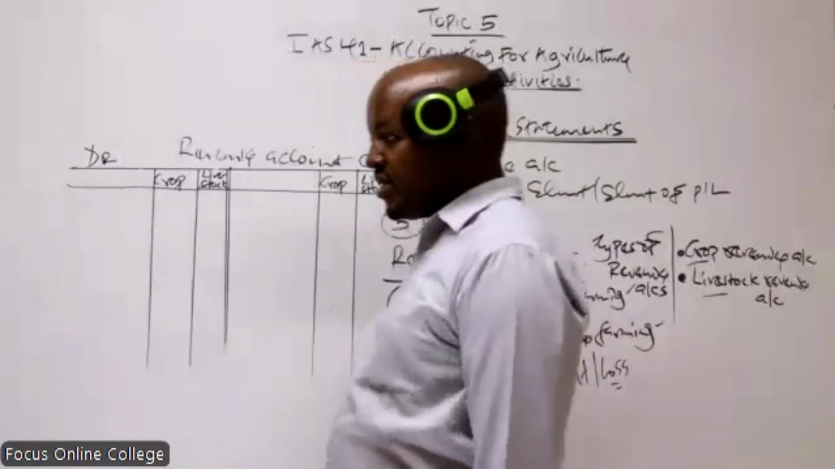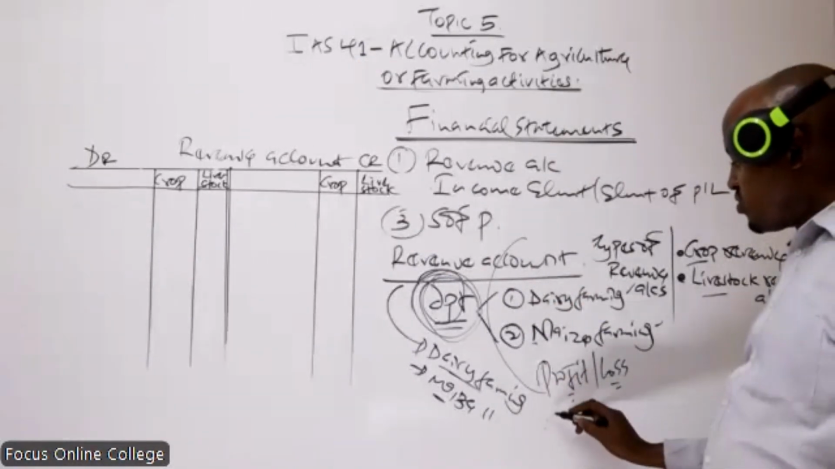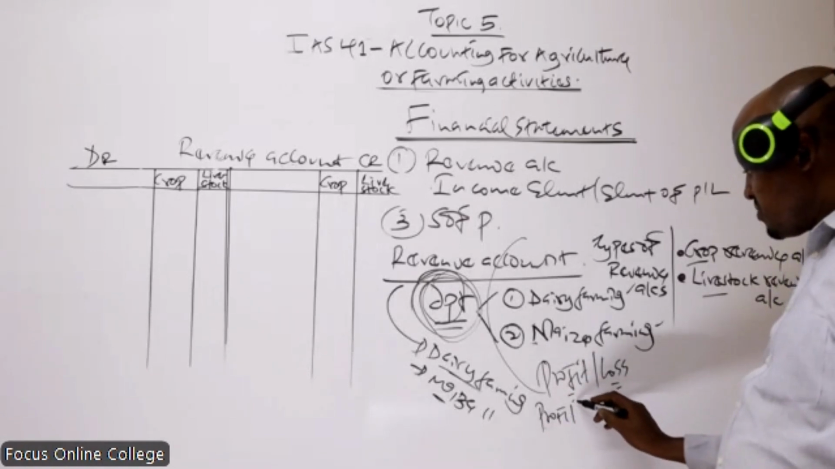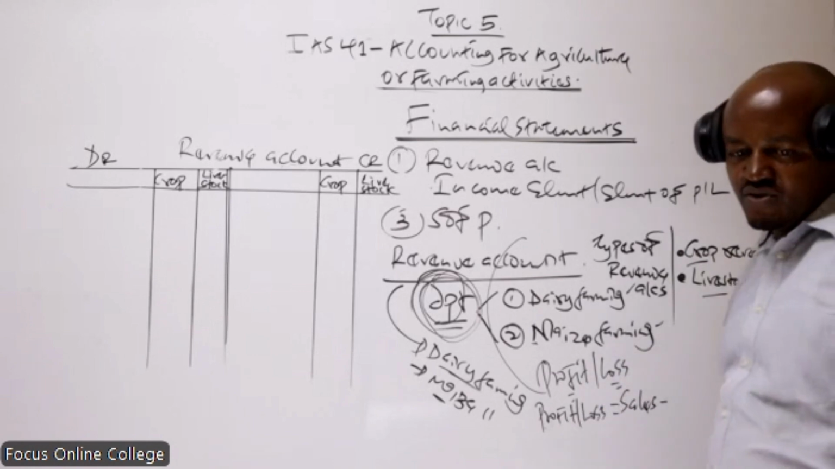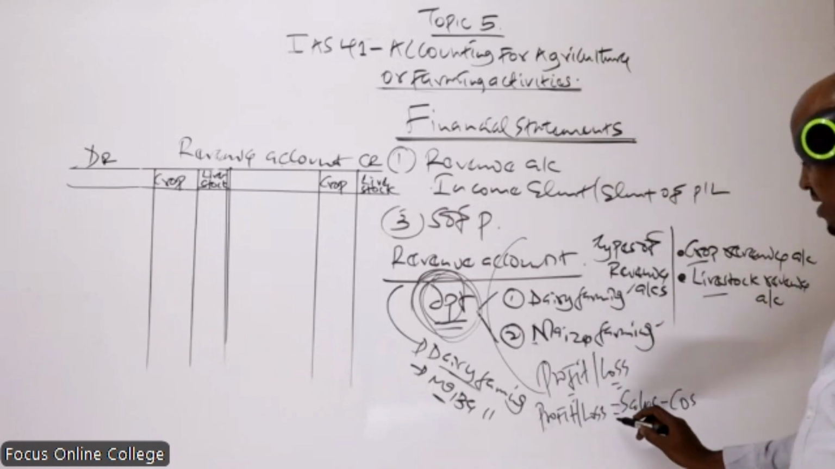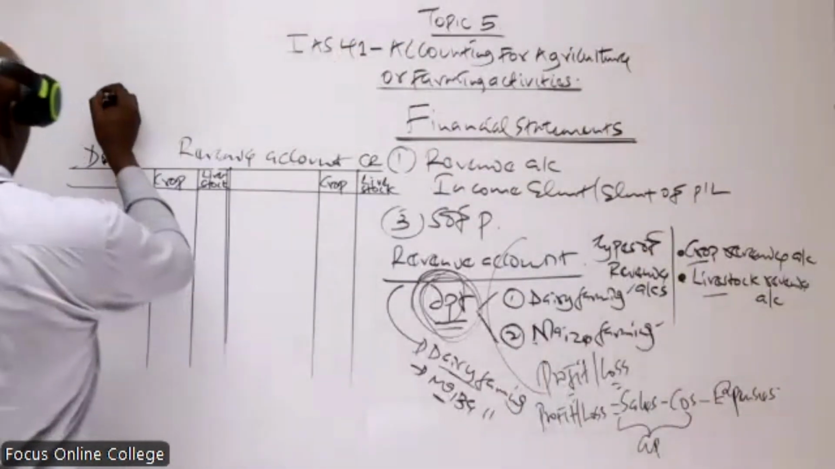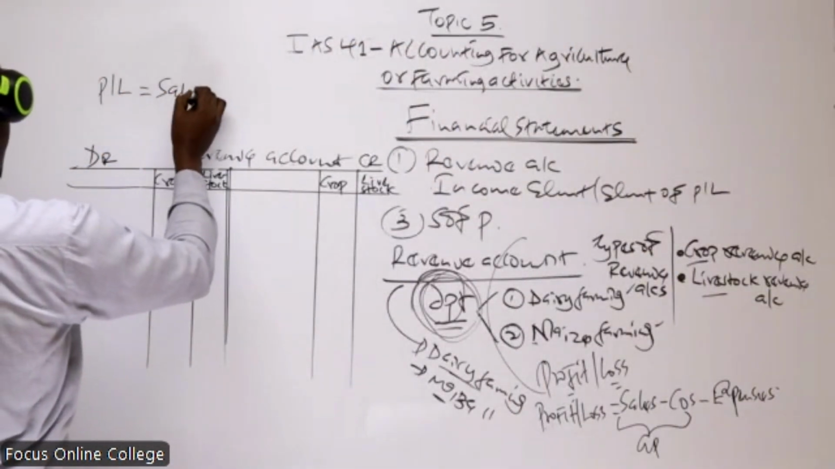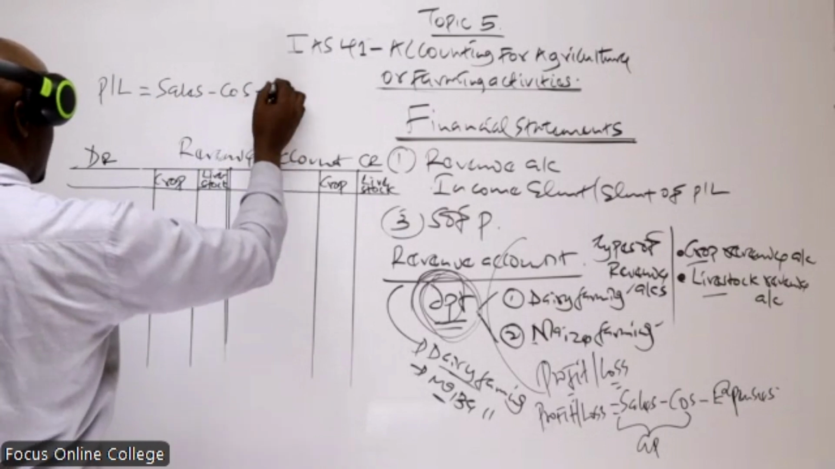Generally, we know that to compute the profit or loss, when preparing the income statement, we take the sales. This is something you know from financial accounting. We take the sales, we minus the cost of sales. This will give us something known as the gross profit. Once we get the gross profit, we proceed and we less the expenses. That's basically what we know, that to compute the profit or loss, we take the sales minus the cost of sales, minus the expenses.